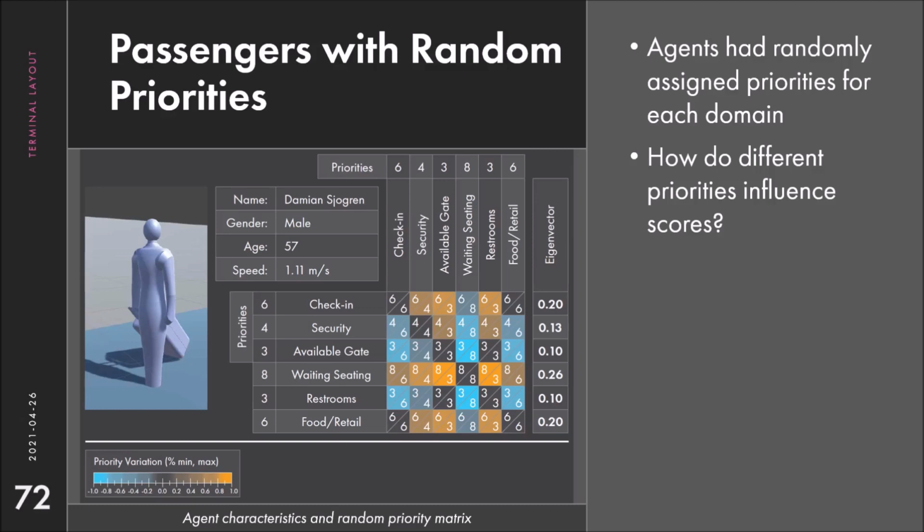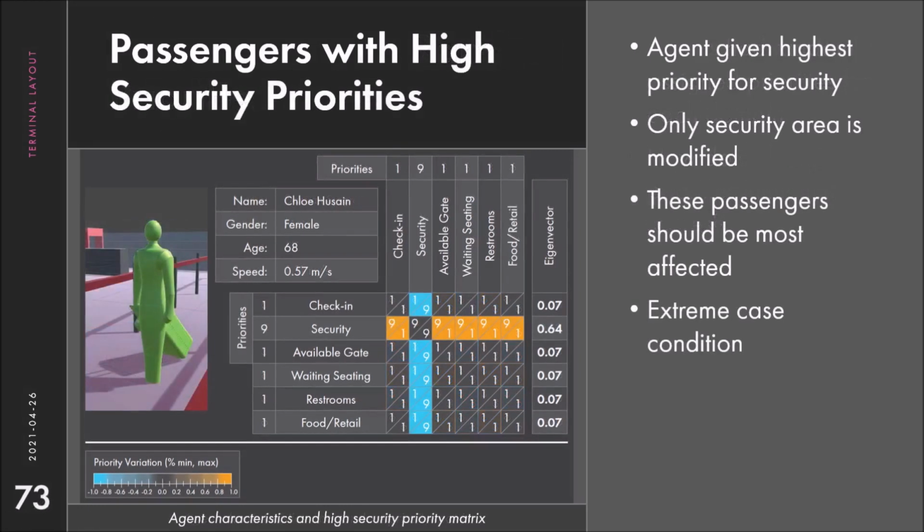But how would the scores have changed if passengers were given different priorities? So I reran these tests using passengers with only high security priority. The idea is if the security was modified, then it would impact the passengers the most as an extreme case.